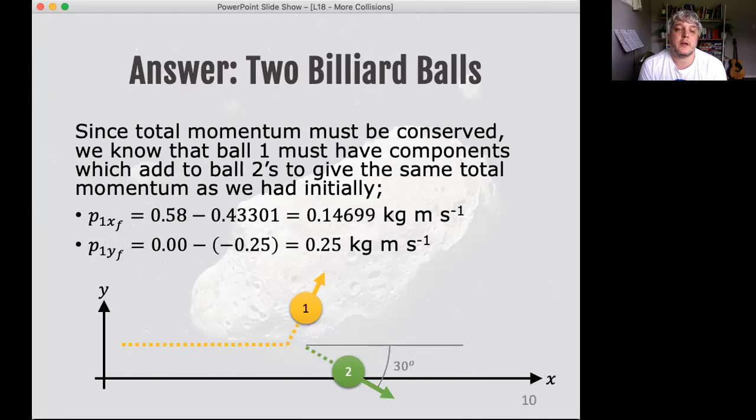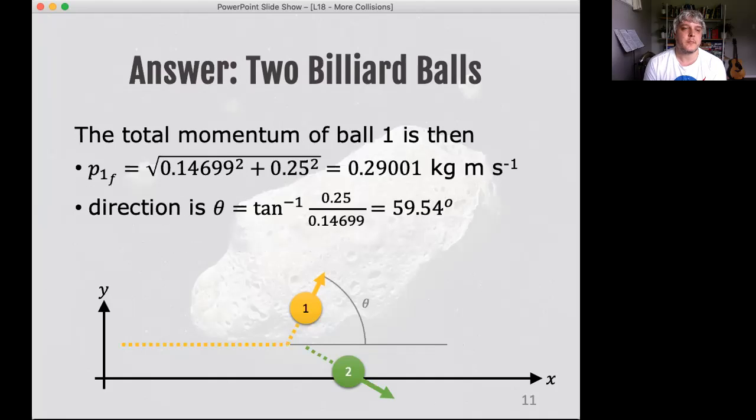But the x component comes out to 0.14699 kilogram meters per second. So there we've got the x and y components for ball 1. So that was pretty straightforward. Once we knew the x and y components of ball 2, we just knew to calculate the difference to get the x and y components of ball 1, because we know that the final total momentum has to be the same as it was initially. It's a collision. There's no way for it to change.